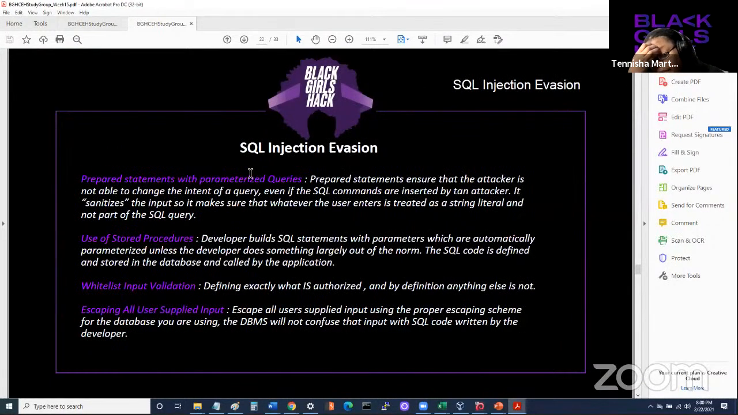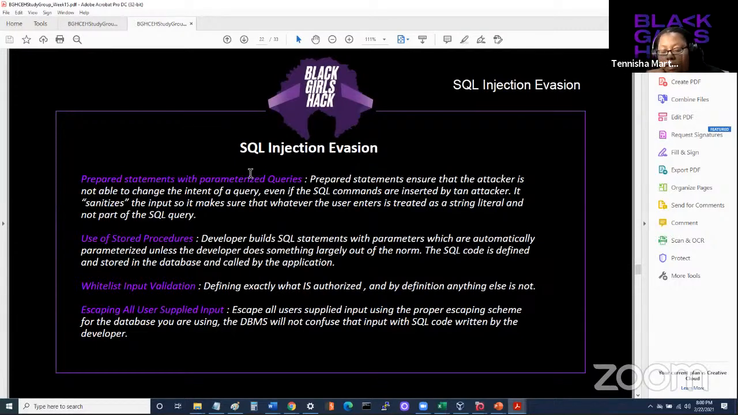All right, so SQL injection evasion. How do you avoid this? The use of stored procedures is one of them. Whitelisting and basic input validation. Input validation is a big deal. If you're not validating what's being entered, then anything can be put in. Then there are prepared statements with parameterized queries, which help ensure that the attacker is not able to change the intent of the query, even if SQL commands are inserted.